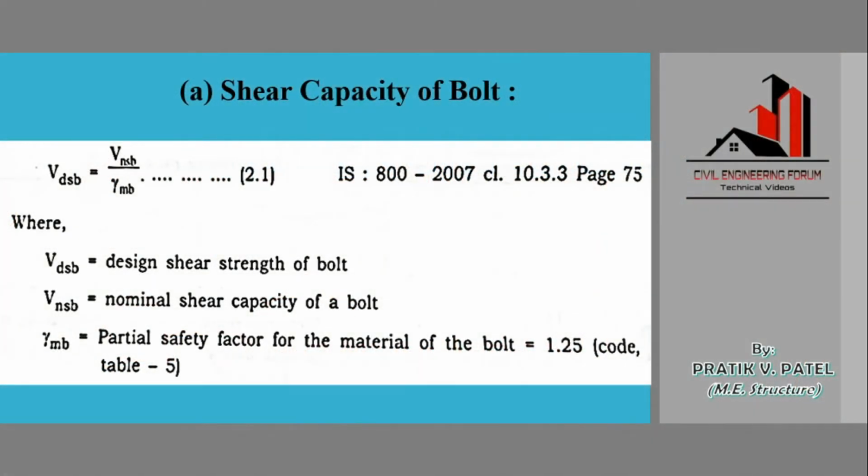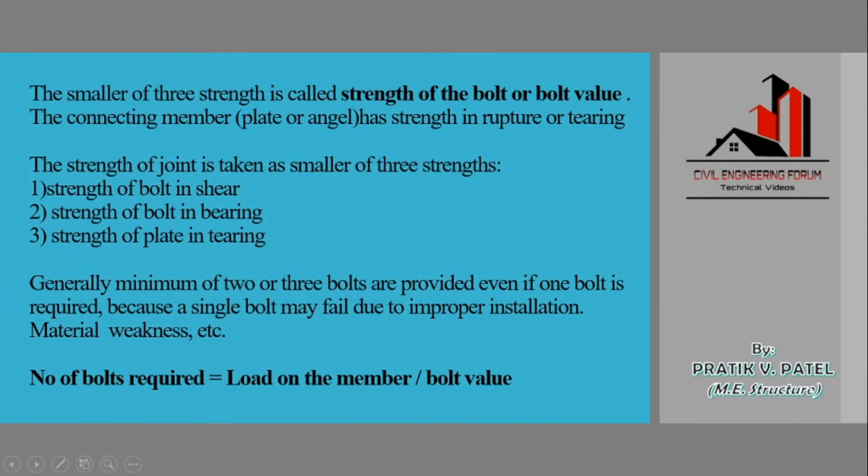Hello friends, welcome to the 13th part of the topic connections in steel structure, where previously we had talked about the number of bolts required, that is equal to load on the member divided by the bolt value. So if we want to know how we can find out the number of bolts in any particular connection, then we have this formula: load on the member divided by bolt value.